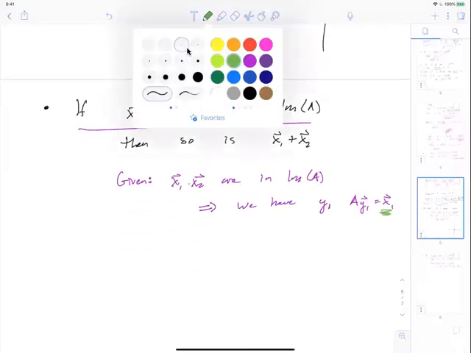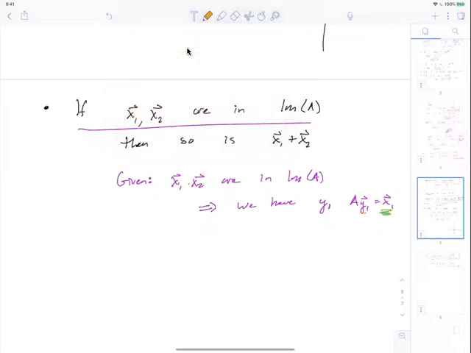If I know it's in the image, there's some input, there's some key that I can put in that gives me out my X1. That's what being in the image means. And likewise, for X2, we have a Y2 such that when you multiply that by A, you get X2. And these two are just properties of being in the image.